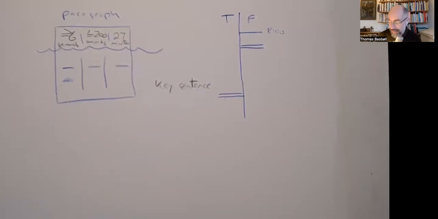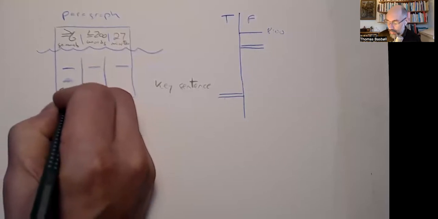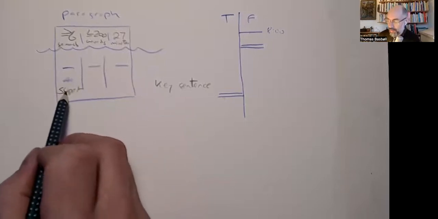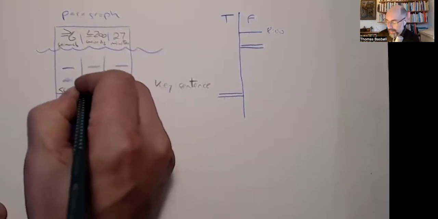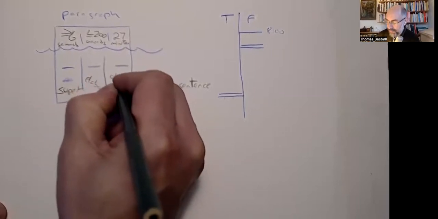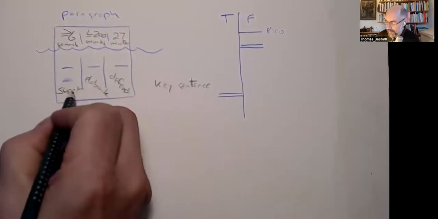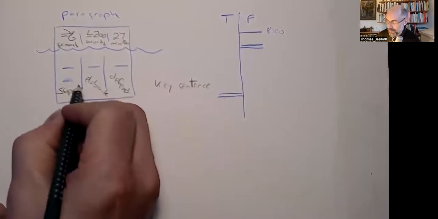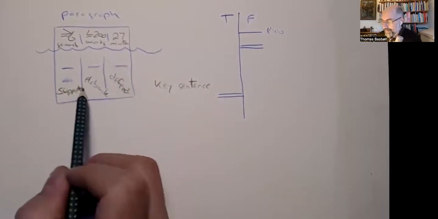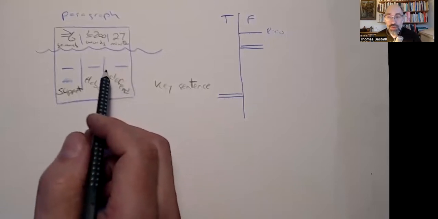So there'll be a key sentence, and the rest of the paragraph will then support, elaborate, or defend it. I really apologize for the handwriting there. Maybe it's just my glasses. Support, elaborate, or defend. And a really good question now is, when should we do which?